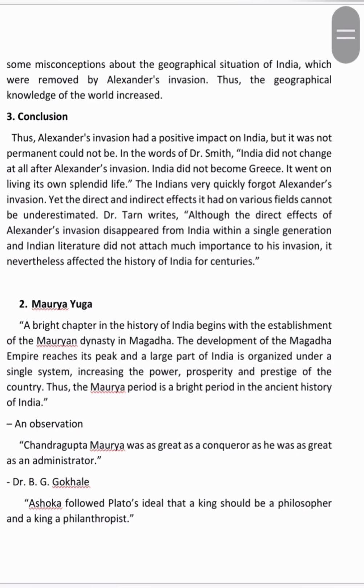Dr. Thorne writes, although the direct effects of Alexander's invasion disappeared from India within a single generation, and Indian literature didn't attach much importance to his invasion, it nevertheless affected the history of India for centuries.